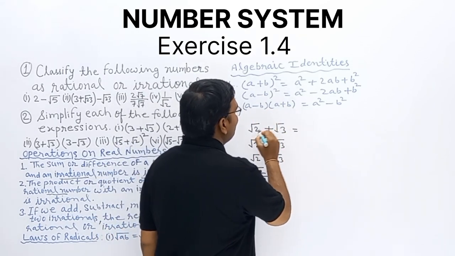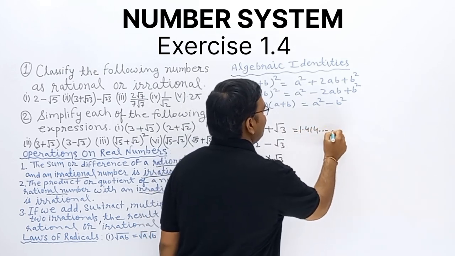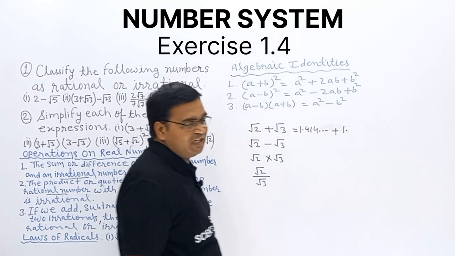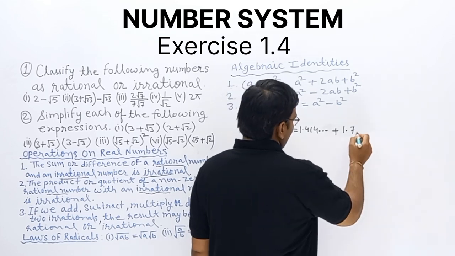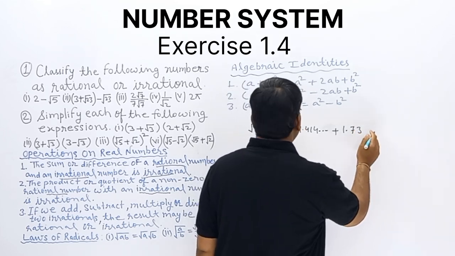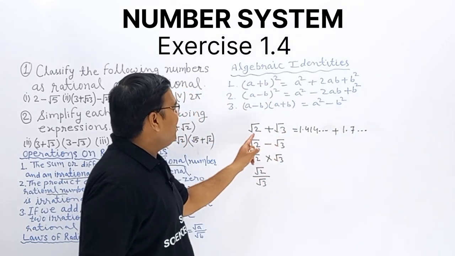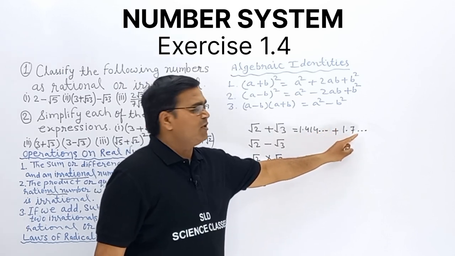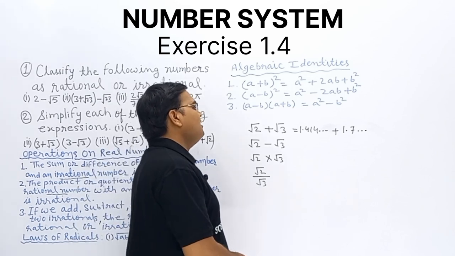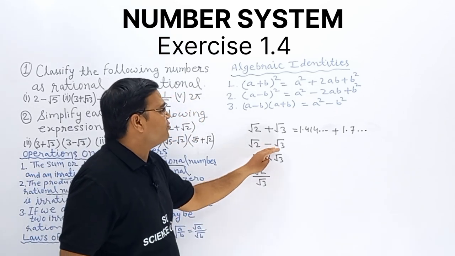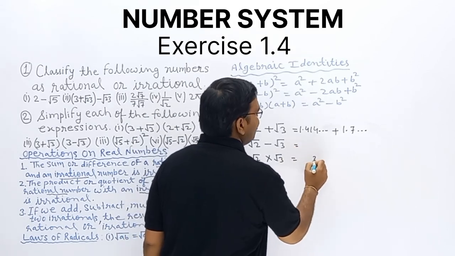Irrational. How? Root 2 is 1.414, going up to infinity, plus root 3, which is 1.7 something, 1.73. Once we add both 1.414 and 1.7 something, the result will be irrational. And subtracting these, we get irrational. Multiply, we will get irrational.